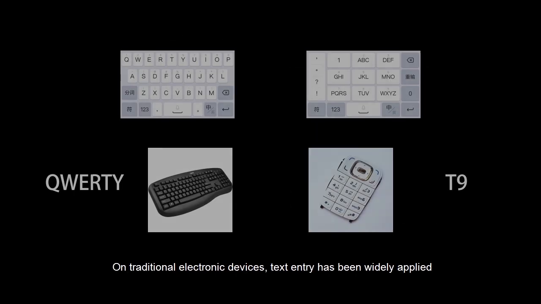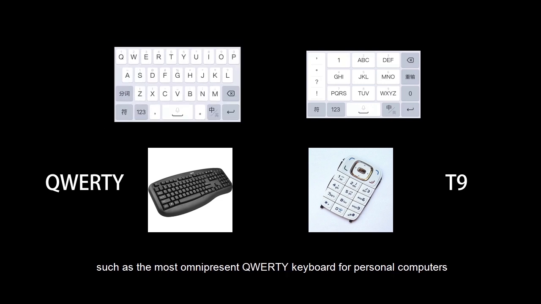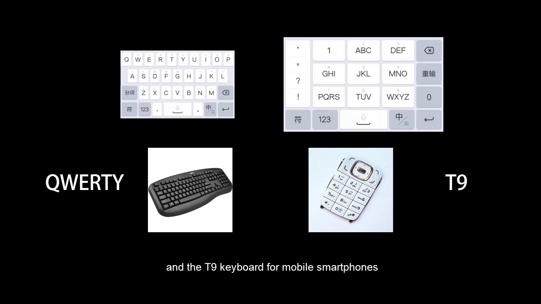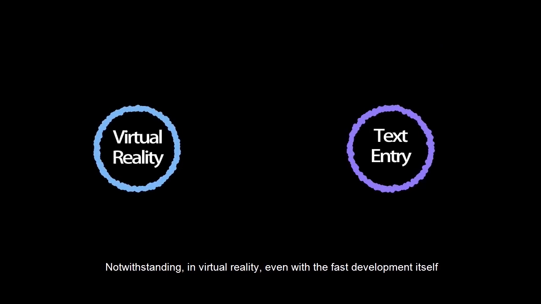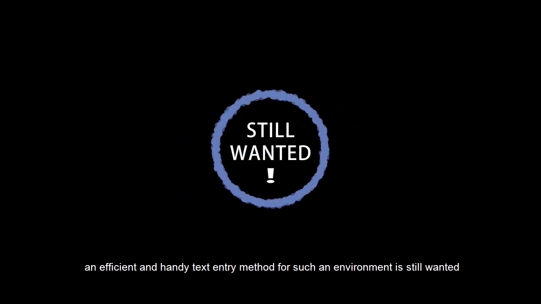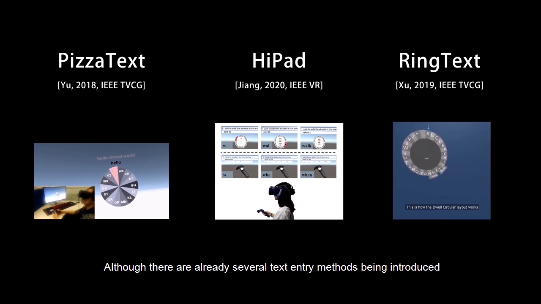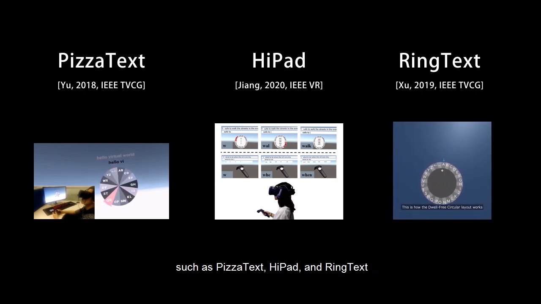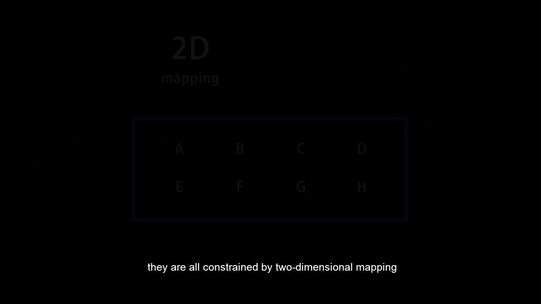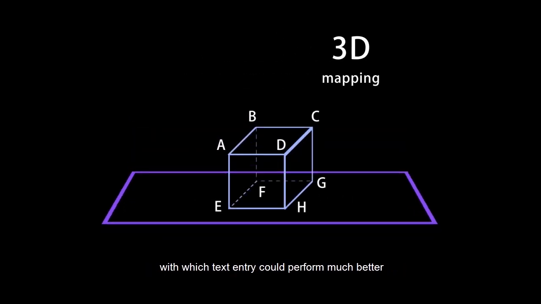On traditional electronic devices, text entry has been widely applied, such as the most omnipresent QWERTY keyboard for personal computers, and the T9 keyboard for mobile smartphones. Notwithstanding, in virtual reality, even with the fast development itself, an efficient and handy text entry method for such an environment is still wanted. Although there are already several text entry methods being introduced, such as PizzaText, HiPad, and RingText, they are all constrained by two-dimensional mapping. Few methods are employing the three-dimensional space, with which text entry could perform much better.